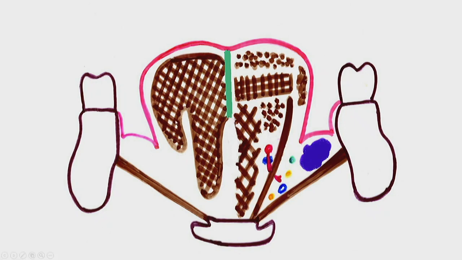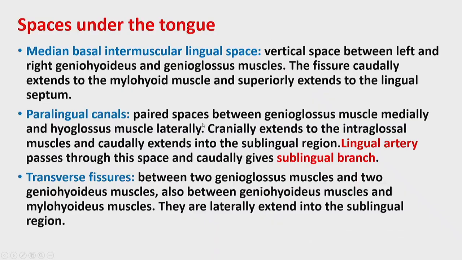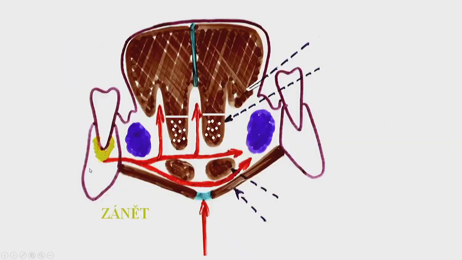So there are some spaces here under the tongue. Between the genioglossus and geniohyoid there is a space. Between the hyoglossus and genioglossus, there is another space. And another space is also between, for example, here is geniohyoid, genioglossus, yes? Those spaces are the median, basal, paralingual, and transverse fissure. But for you, it's important to know that some spaces exist between these muscles.